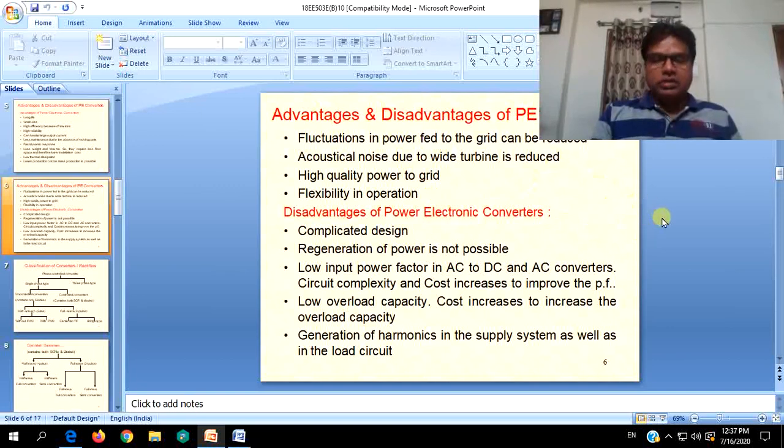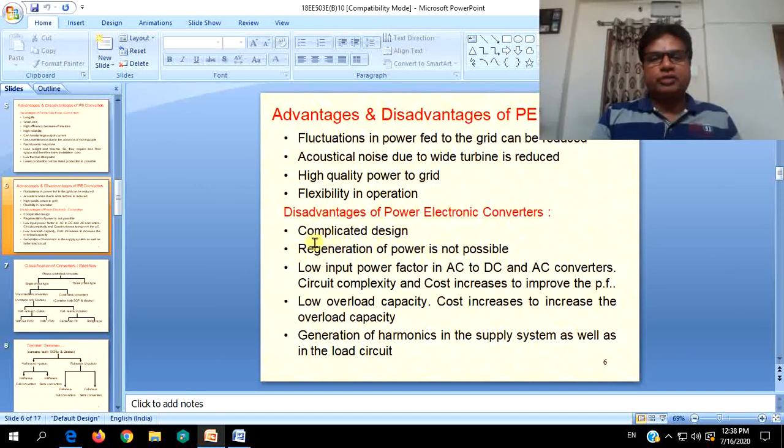Apart from all these many advantages, they still have some disadvantages which are not very problematic. Actually, complicated design to suit various applications becomes complexity, but it is possible because of the advanced technology. Complicated design is there, but it will not pose as much of a problem. This one is the most important disadvantage, which is not possible in case of power electronic converters.